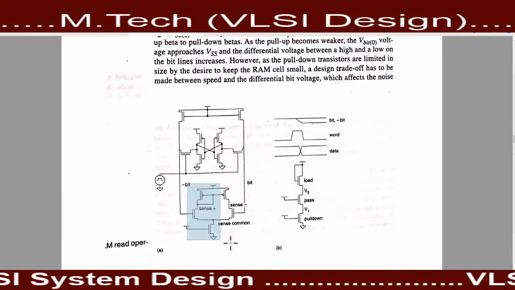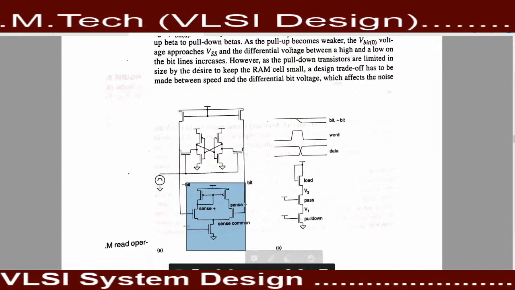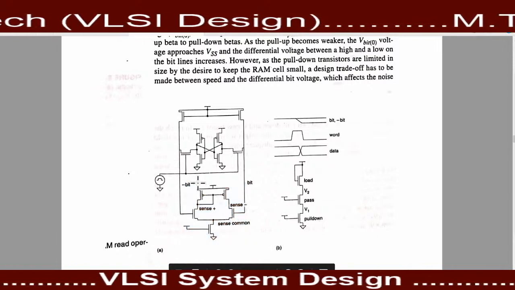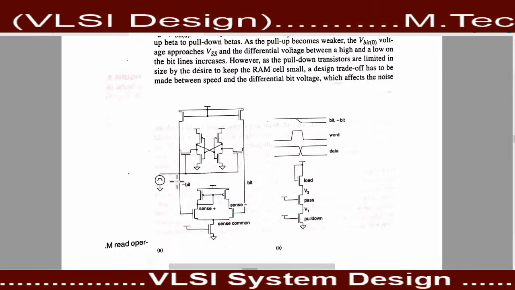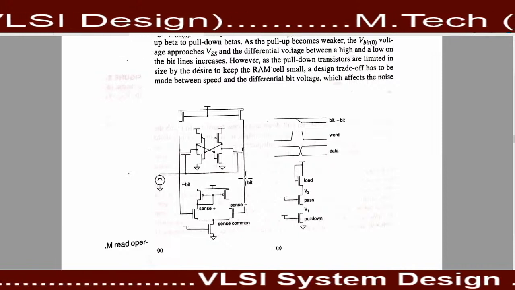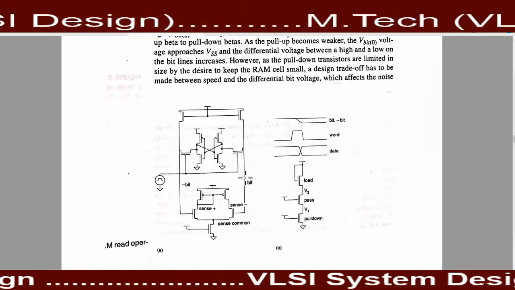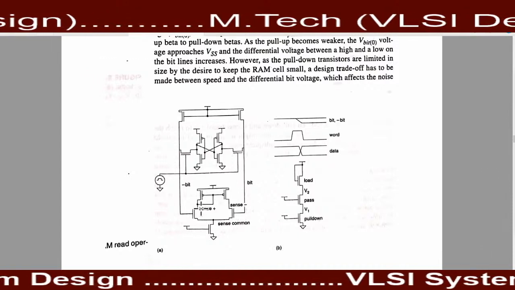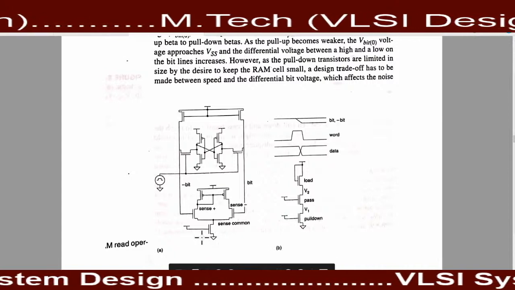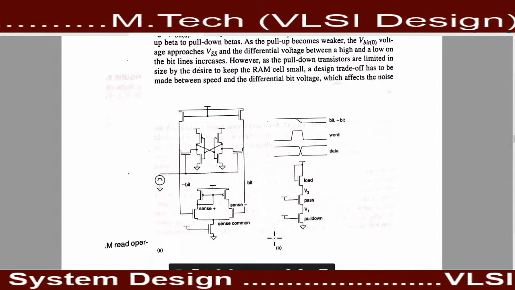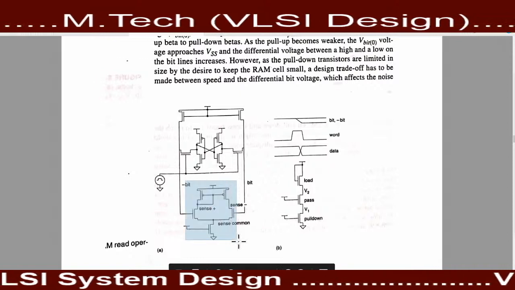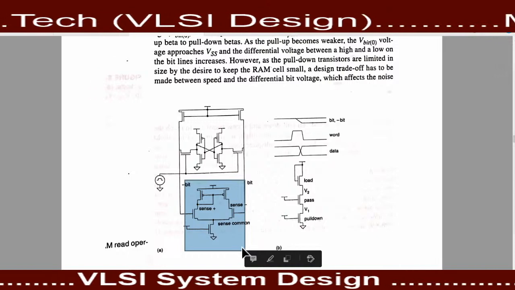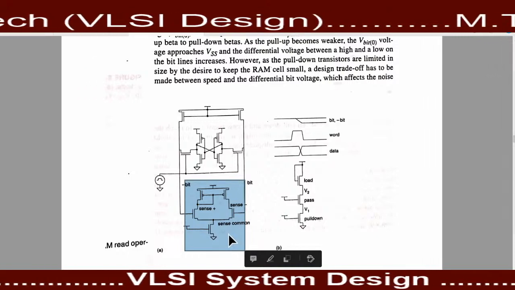Here one sense amplifier is presented. Here the sense amplifier is nothing but an amplifier that is responsible for the comparison of bit and bit bar. When there is a difference between bit and bit bar, at that time this sense amplifier compares this difference, and after amplification it provides the output. So this sense amplifier is nothing but a circuitry that is used for taking the output from this memory cell.